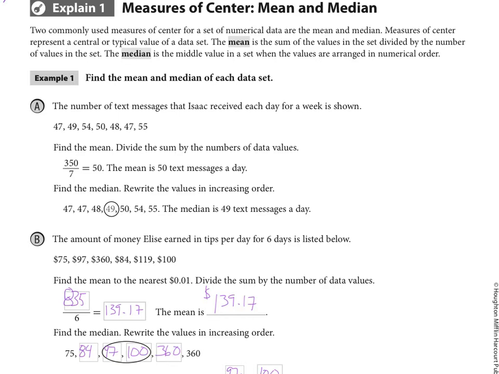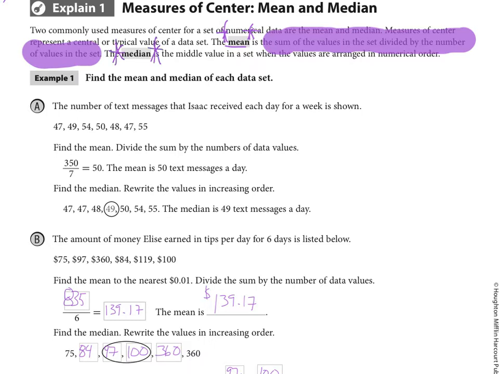Our first measure is mean here. Make sure you get mean down in your foldable. That's the main definition we're looking for. And of course, a mean is the sum of values in a set divided by the number of values in the set. That's total divided by number of things in the set, right? The second term we have is median.